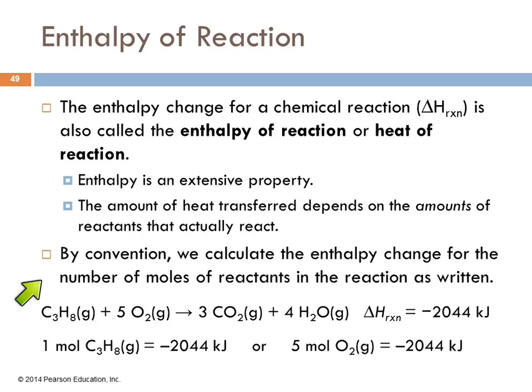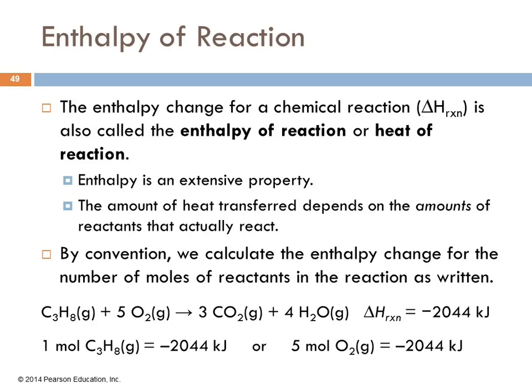So the convention that we have is that we tie it to a chemical reaction, a chemical equation. And however the chemical equation is written, we're going to interpret these coefficients as molar quantities. So we're going to say 1 mole of propane reacts with 5 moles of oxygen to produce 3 moles of carbon dioxide and 4 moles of water. And for those amounts, the change in enthalpy, or the heat of reaction, is minus 2,044 kilojoules. Now, looking at the sign of this, is this an exothermic or endothermic reaction? Exo. Heat going out.